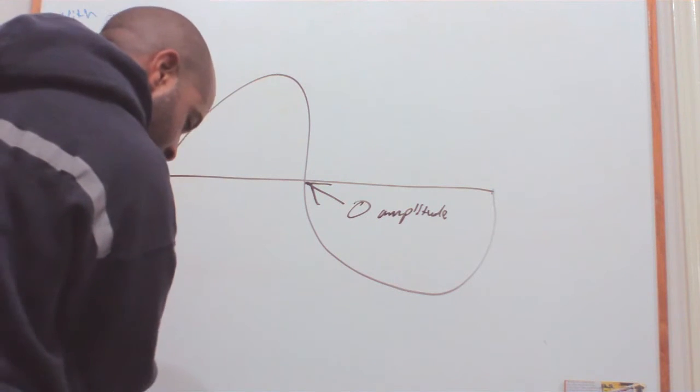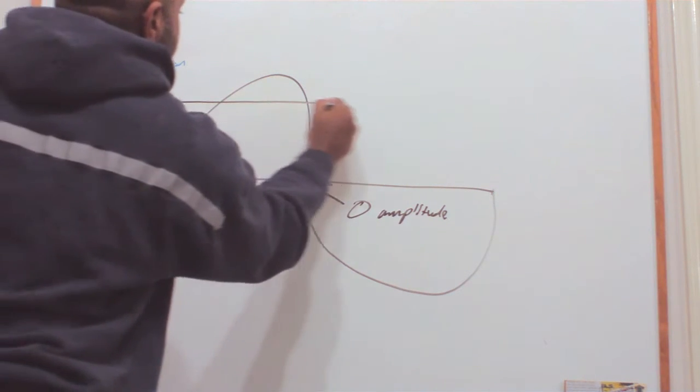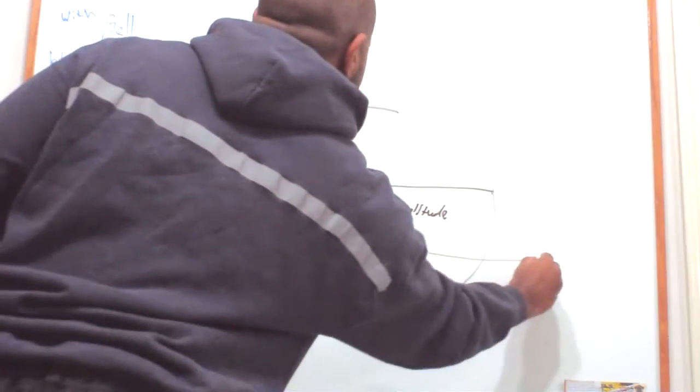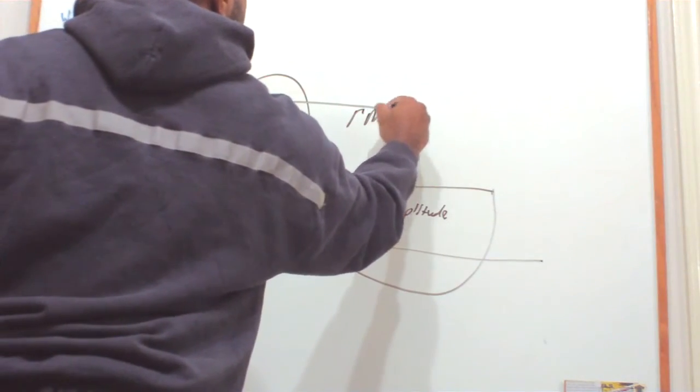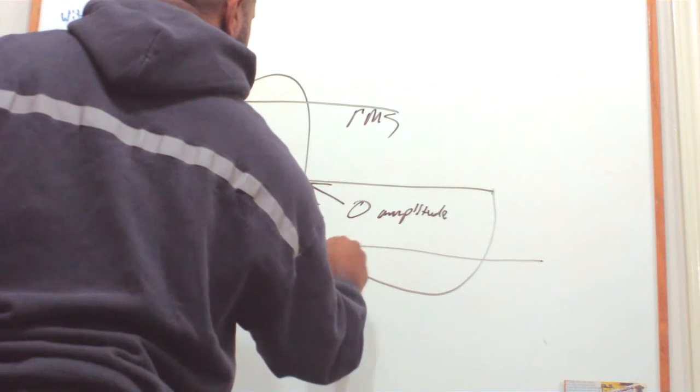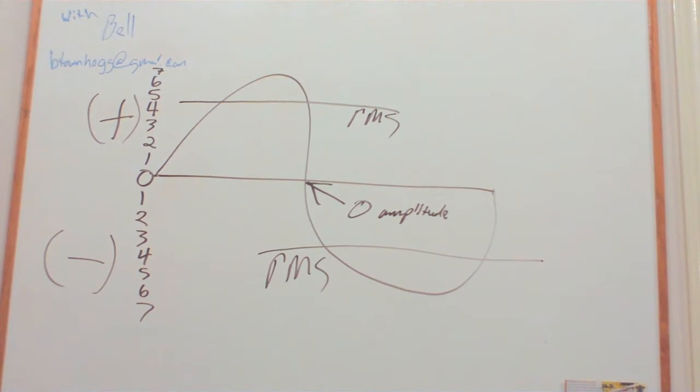RMS should run about right here and right here. Alright, now that's your RMS values, where those lines are, as far as this waveform goes. Now the peak to peak will be at the top, you know what I'm saying, of the waveform. So what we're going to do, we're going to draw the peak to peak. Now the peak is going to be at the tip top of this waveform, and that's going to represent the peak of the waveform, if that makes any sense to you.